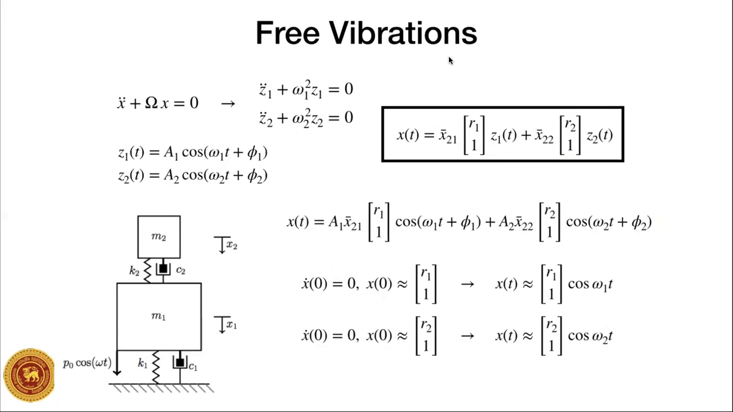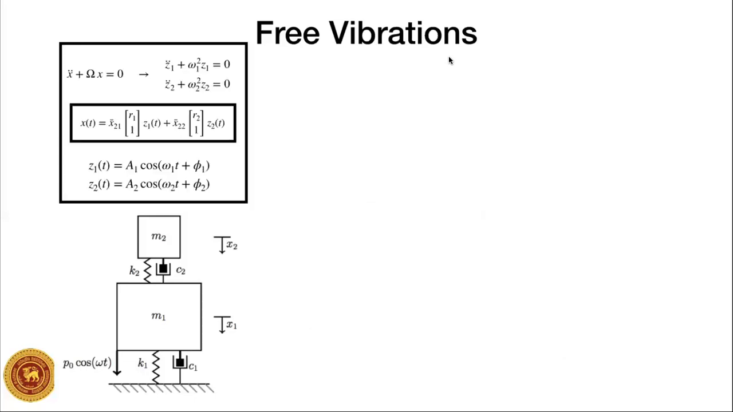So what does this tell you? This tells you that if you start your system in a configuration that is close to this, you will see only this part of the solution. If you start your system in a configuration that is close to this, then you will only see that part of the solution. So these are basically called the modes of vibration. So let me summarize that.